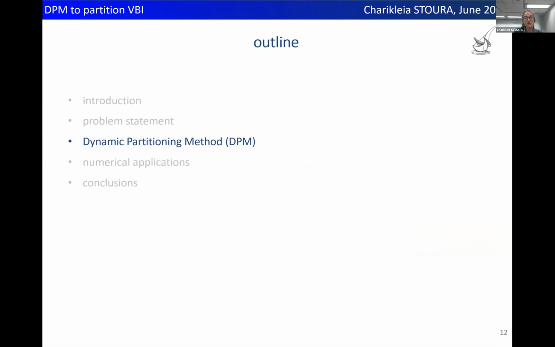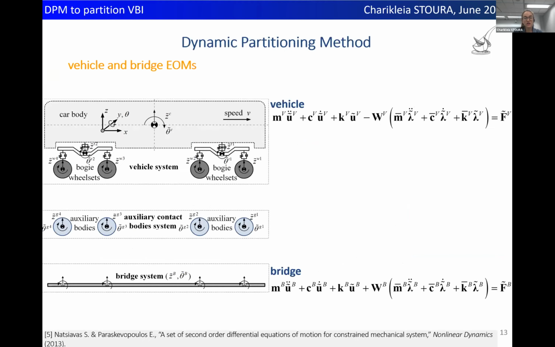So now the partitioning of the coupled system and the definition of the properties of the bodies follows the definition of the equation of motion and the constraint equations. So going back to the previous system, the equation of motion of the vehicle includes solely the dynamic Lagrange multipliers between the vehicle and the auxiliary contact bodies. Similarly, the equation of motion of the bridge only includes the dynamic Lagrange multipliers between the bodies and the bridge.